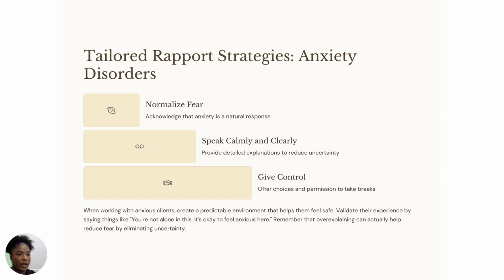When you have someone that has an anxiety disorder, you must normalize their fear. You have to speak calmly, and you have to give them control, give them permission to take breaks. When you are working with anxious clients, practice giving them a predictable environment that helps them feel safe. Validate their experience by saying things like, "You're not alone in this. It's okay to feel anxious." Remember that over-explaining can actually help reduce their fear by eliminating uncertainty.